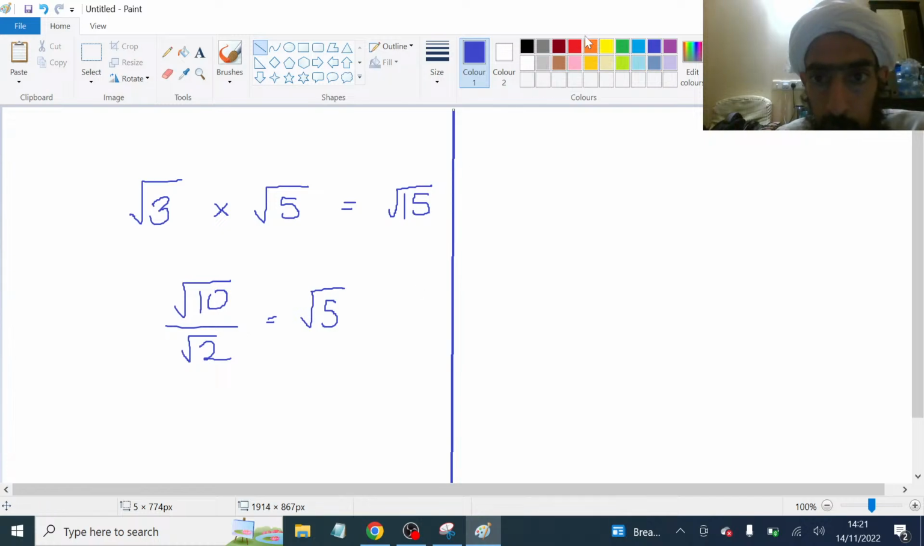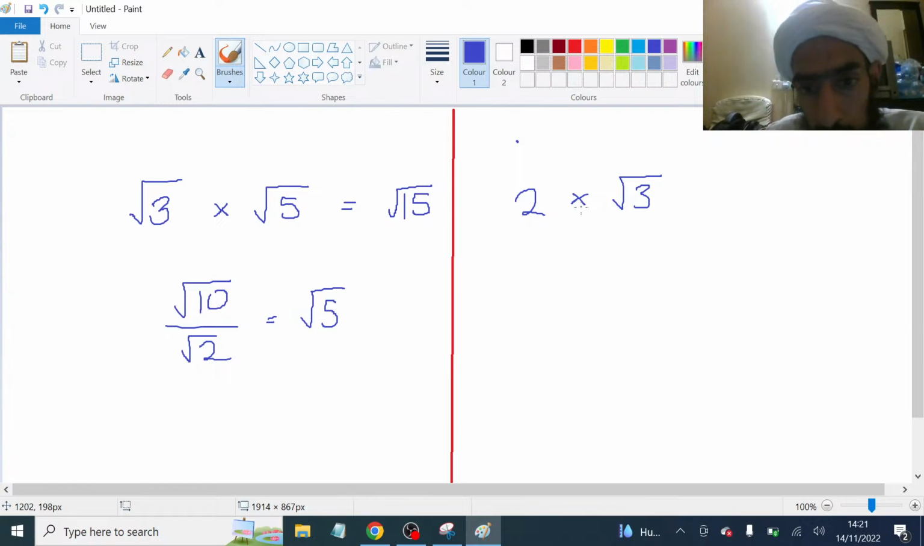If one of the numbers has a square root but the other one doesn't, then we can't apply that principle. So we have 2 times root 3, for example. The 2 doesn't have a square root, so we can't just combine them like that. The best we can do is, remember, in algebra, we don't write the times sign, so the same thing in surds. We can drop the times sign and just write 2 root 3.